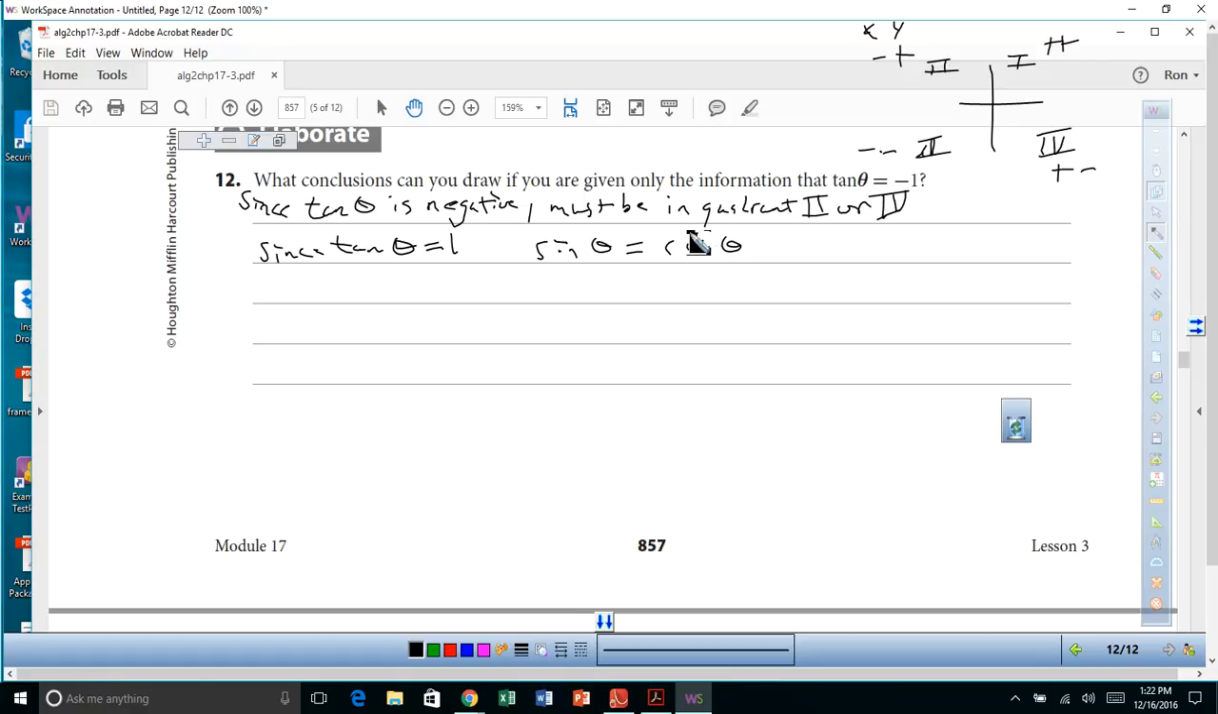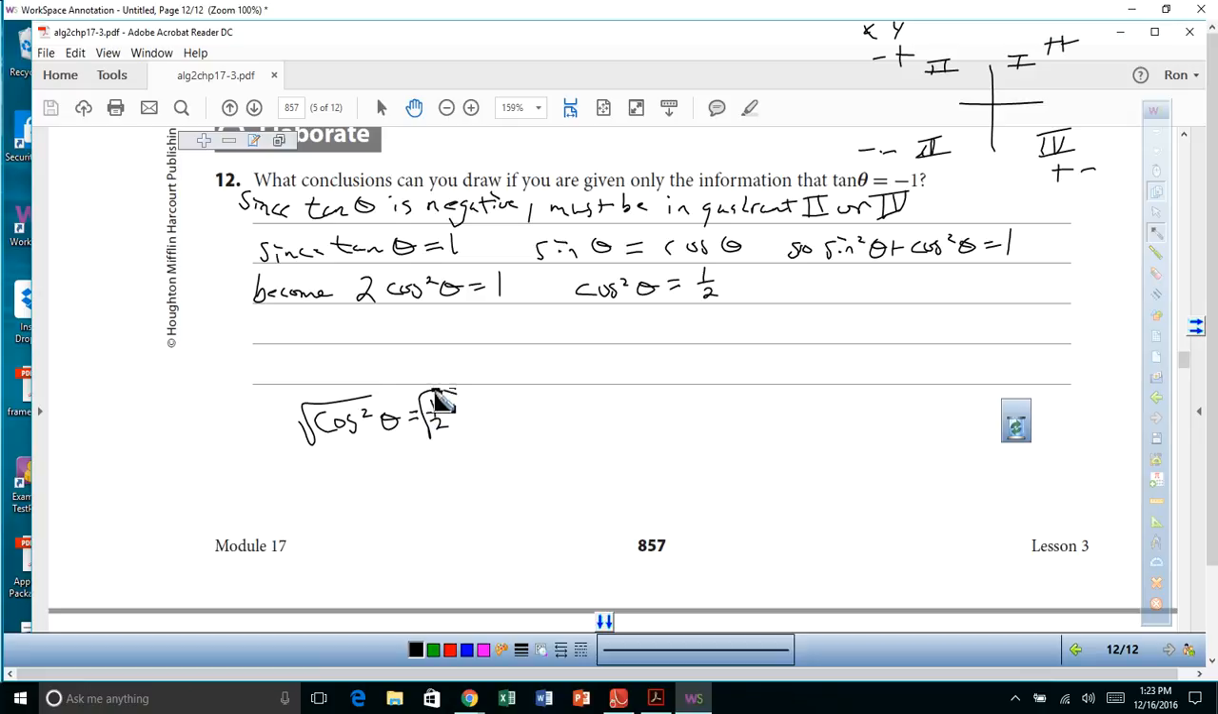And let's see. So sine squared theta plus cosine squared theta equals 1. That would become 2 cosine squared theta equals 1. Divide both sides by 2, and that would give you cosine squared theta equals 1/2.